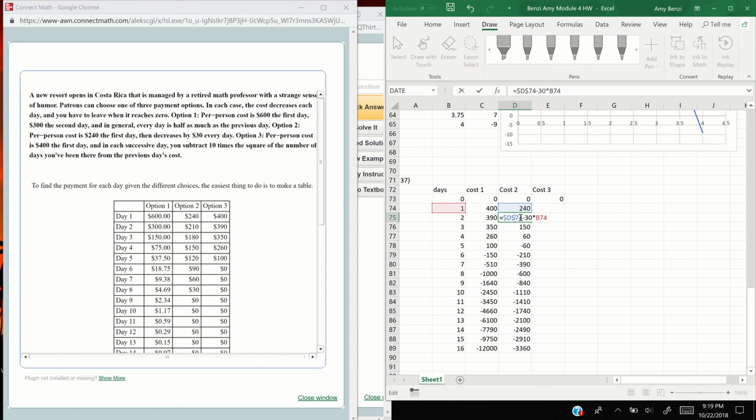All right, so once I lock that 240 in there, you could also just type 240, but if you type 240 and then you go back and do your problem, you have to change every single number. So it's better to just lock your cell. All right, and then I just double click, and now I have all the same numbers.